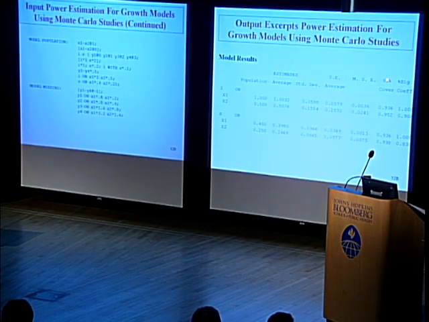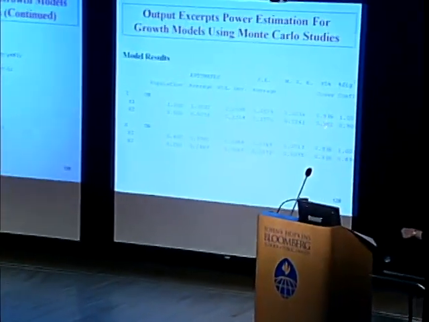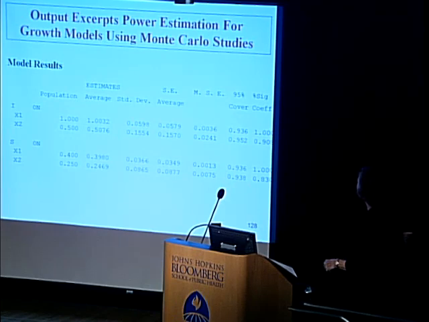Then we see this column, 95% coverage, which tells us we want the coverage value to be 95, and it tells us how close we are. We have 0.936, 0.952, et cetera. If we want to increase the coverage, we could increase sample size or number of replications possibly.